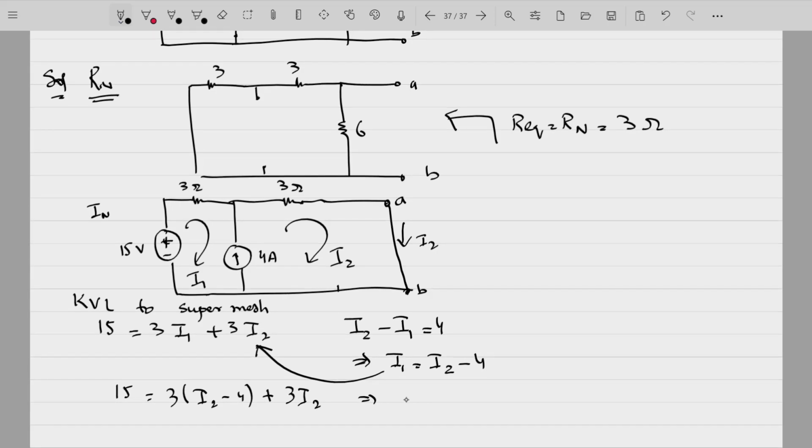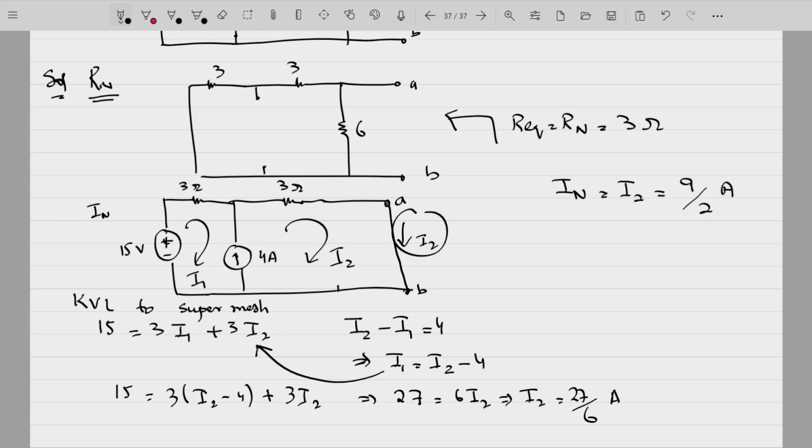which implies 27 is equal to 6I2. क्या है आपका I2? 27 divided by 6 amperes. We are actually concerned with only finding out I2. I1 हमें निकालने की जरूरत नहीं है. I2 therefore is 27 by 6 amperes. In here, In is I2, 27 by 6 or 9 by 2 amperes. That's 4.5 amperes.